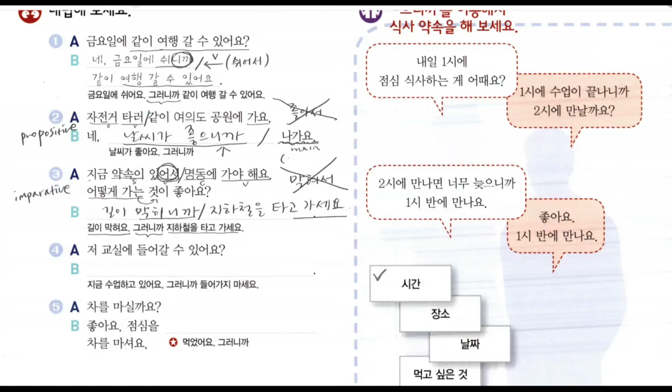4번 봅시다. 저 교실에 들어갈 수 있어요? Can I go in to that classroom? And you want to say, 지금 수업하고 있어요. They're having class now. So don't get in. 어떻게 말해요? 자, always start from the base form. 있다. 지금 수업하고 있다. And then 받침 있어요. What do we need? 으니까. Because they're having a class, 들어가지 마세요.